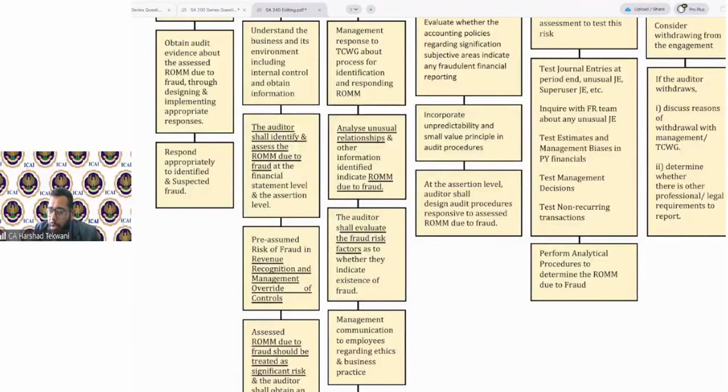Again, Sriram, fraudulent financial reporting and misappropriation of assets, again, are the categories of fraud.